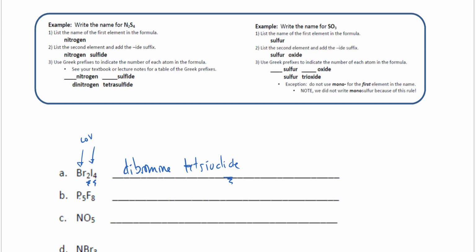Next I have phosphorus and fluorine, both nonmetals, another covalent compound. The prefix for 5 is penta, pentaphosphorus. The prefix for 8 is octa, octafluoride. The last one, a single nitrogen followed by 5 oxygens. If there's a single atom in the first of the 2 elements, I don't put a prefix in, I don't put the mono prefix in. So this would just be nitrogen pentoxide. And again, I drop the A in the penta because the next letter is a vowel.